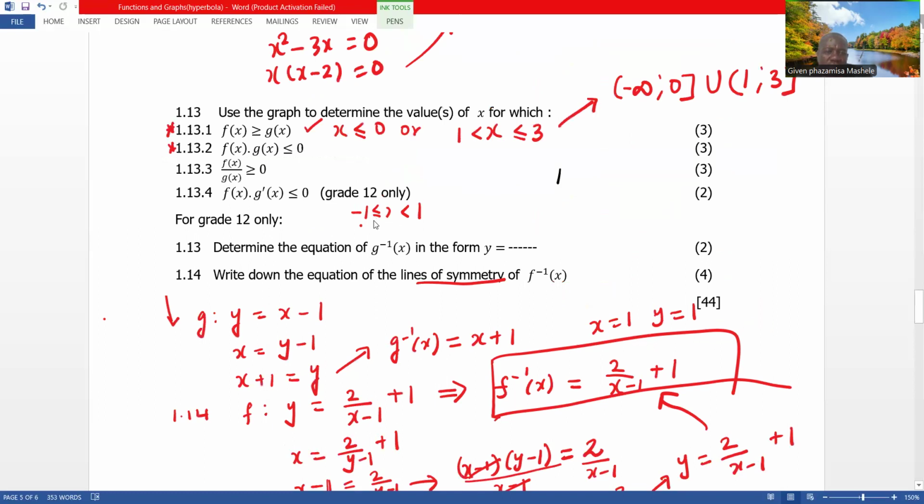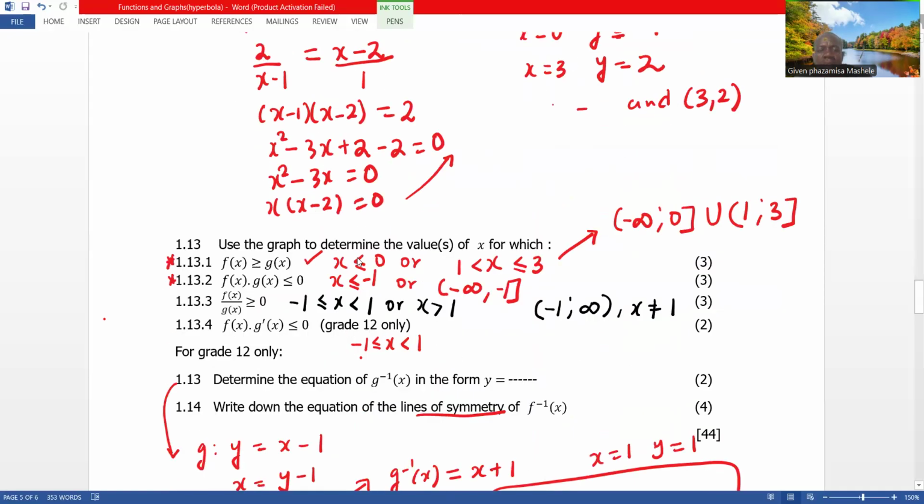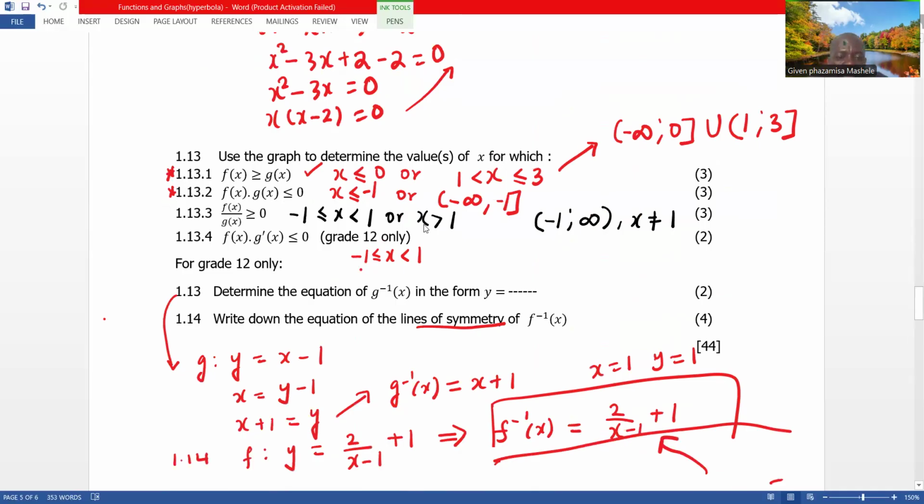Yes, you see, it says from minus 1 to 1. 1.13 from minus 1 to 1. Yeah, so it's the correct answer. Right, now let's move on to the next question.